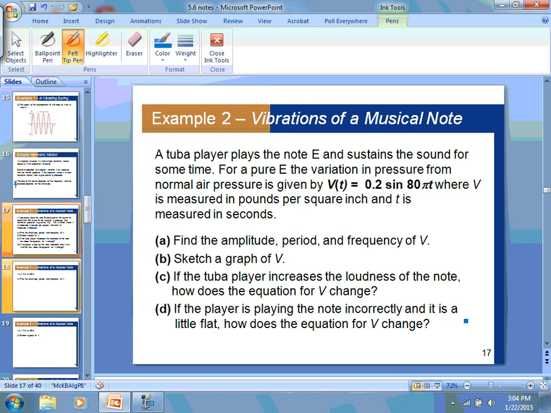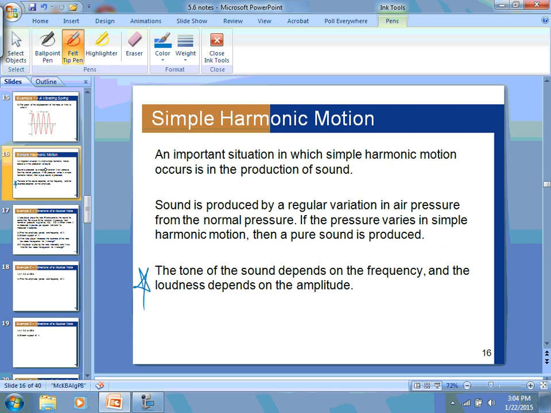Okay, so again, we want to remember that the tone depends on the frequency and loudness depends on amplitude. So the louder a sound is, the taller the graph is going to be. And the better the tone, the more frequent, I guess it would be, since tone and frequency are connected.